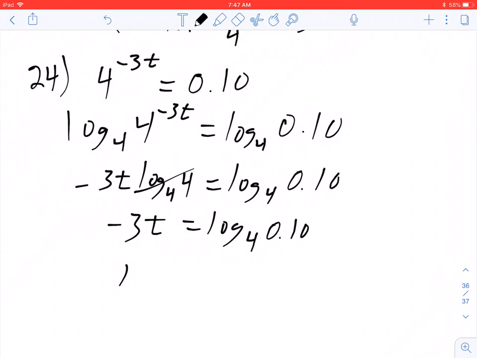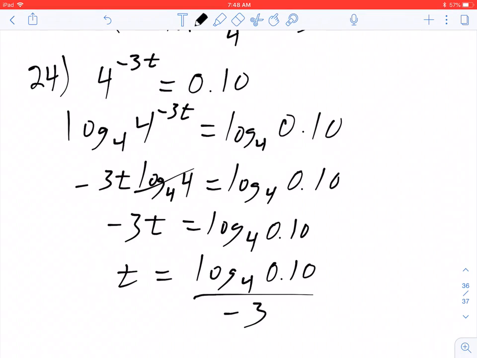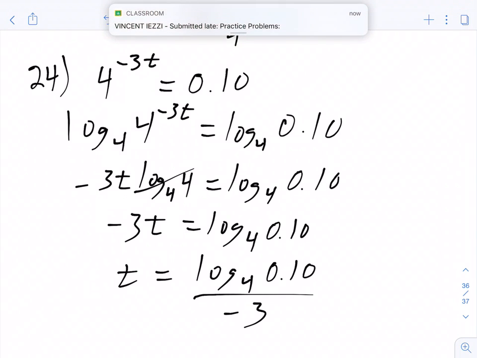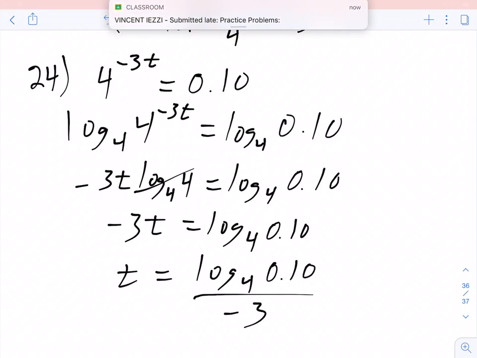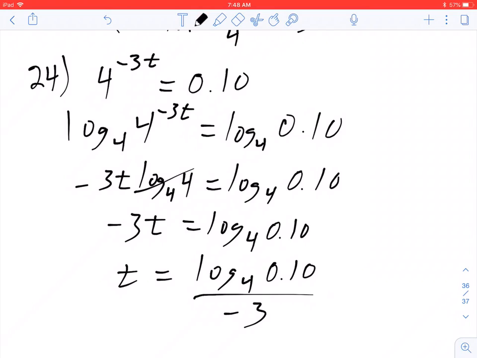Then we're just going to divide both sides by negative 3, and so we'll have t equals log base 4 of 0.10 over negative 3. Now remember, you'll have to use the change of base formula to type that in your calculator. So what you're actually going to type in is parentheses, log of 0.1, close your parentheses, divided by log of 4, close out the second set of parentheses, and then divide all that by negative 3. And when you do, you get 0.554.